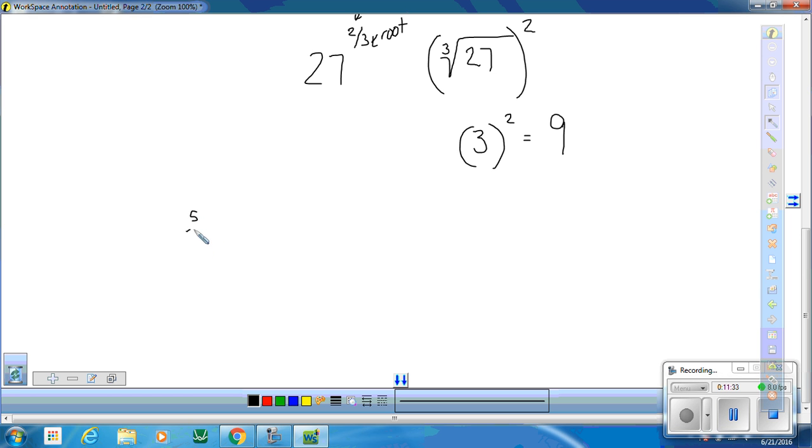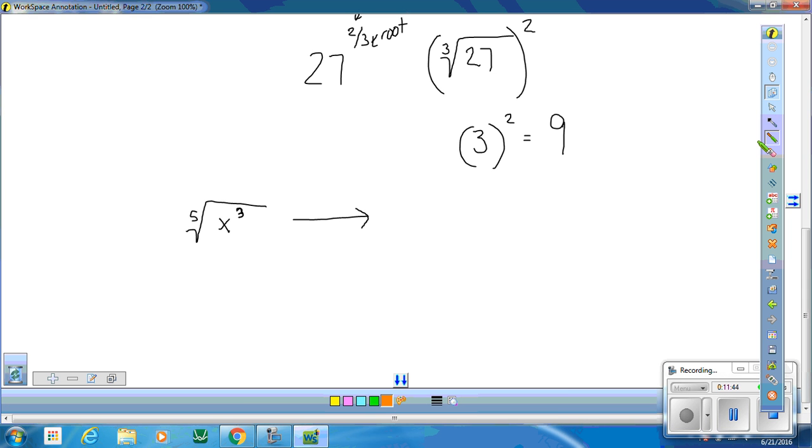So let's say I have the 5th root of x cubed. All right, the 5th root of x cubed. Well, if I want to write that as a fraction exponent, whatever is inside the radical is our base. The radicand is our base. Our power goes on top, root goes on the bottom. So this would be x to the 3/5. And it can be written this way.